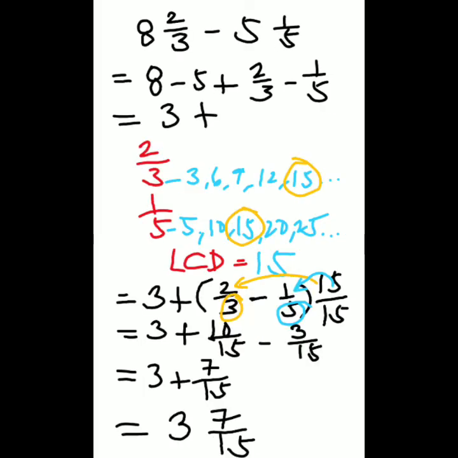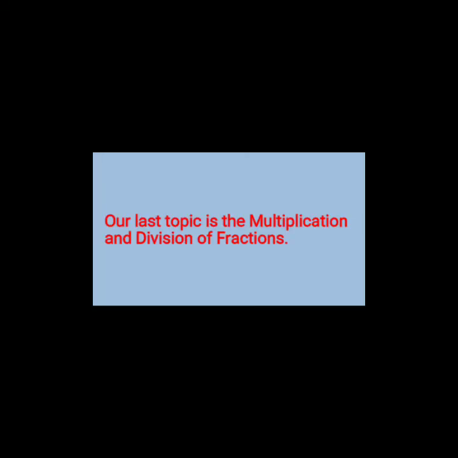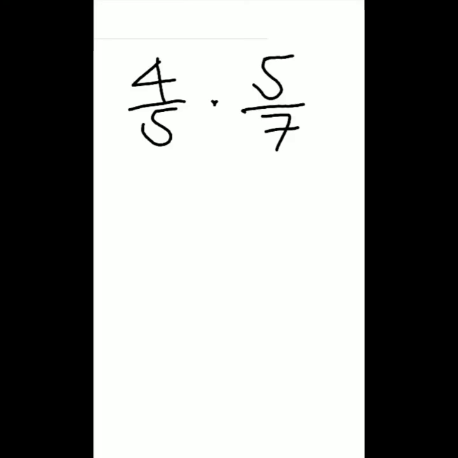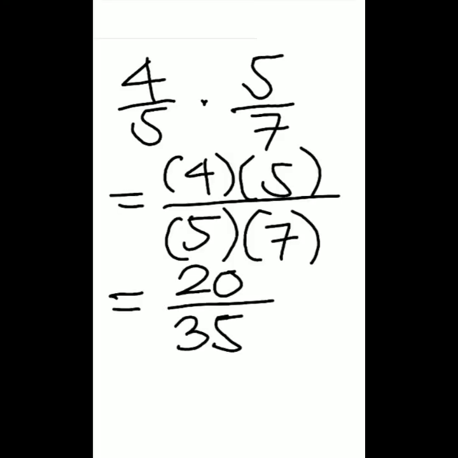Our last topic is the multiplication and division of fractions. For example, in 4 over 5 times 5 over 7, just multiply the numerators and the denominators. Thus, 4 times 5 which is the numerator 20. Then 5 times 7 which will be our denominator 35. Multiplication may be done in any number of fractions.